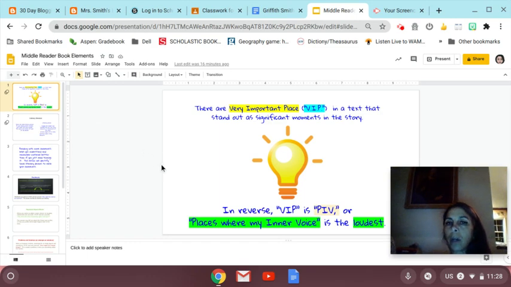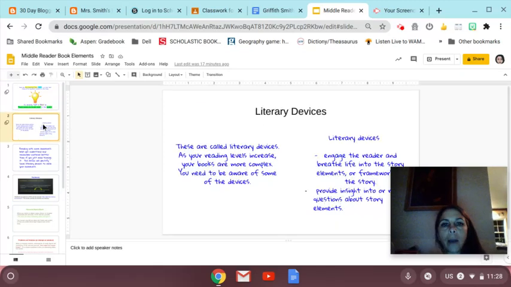parts of the story that make you think extra hard. Well, I call them VIP places in a story, or places where your inner voice is the loudest. That's VIP in reverse. Those places where your inner voice gets the loudest should be noted as you read. Sometimes you're going to want to jot something down.